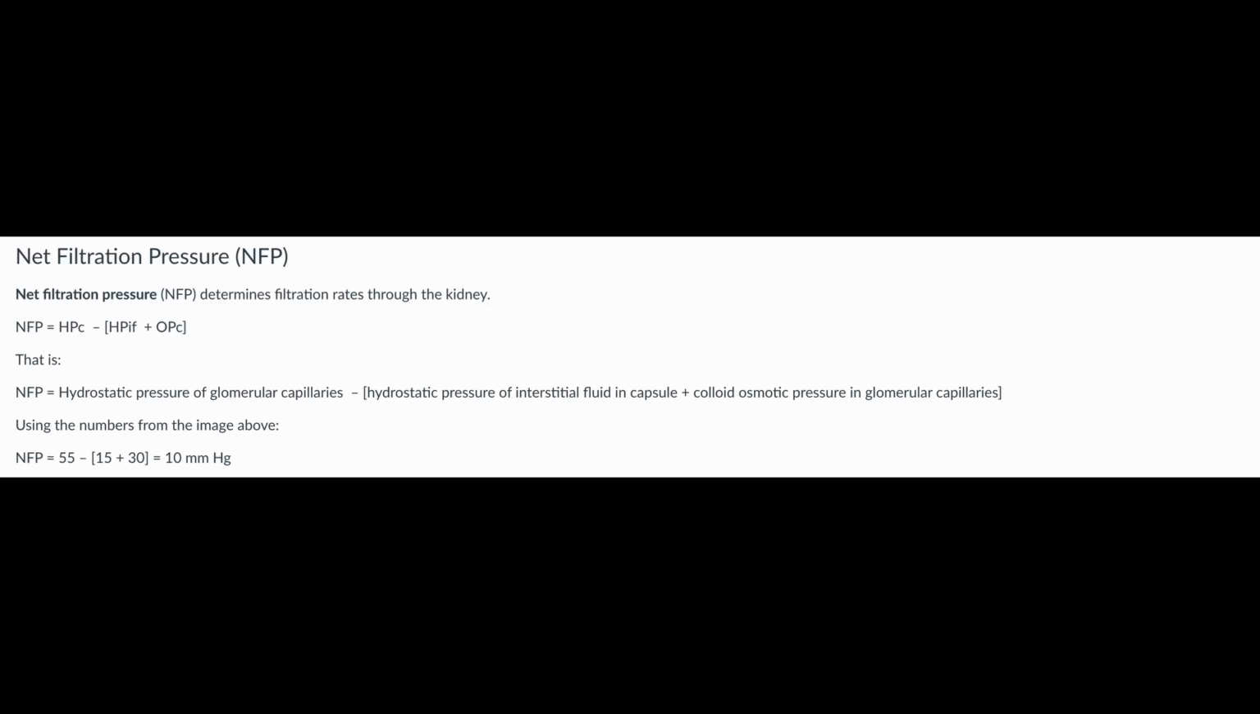Glomerular filtration occurs because glomerular hydrostatic pressure exceeds the hydrostatic pressure of the interstitial fluid in the Bowman's capsule, along with the glomerular colloid osmotic pressure.